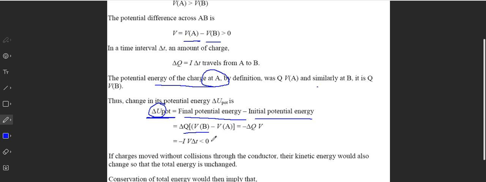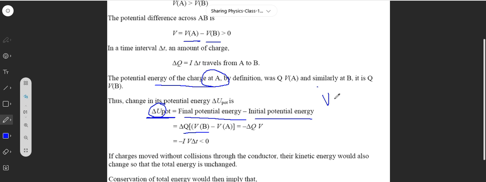So you must be thinking we are talking about the potential, how I have written this Q into VB, right? Try to remember the potential difference again. Potential difference will be given by work done by the charge, so the work done will be given by the potential difference into charge. And what is the work done we are going to have? That is going to be given by the change in potential energy of the charge.